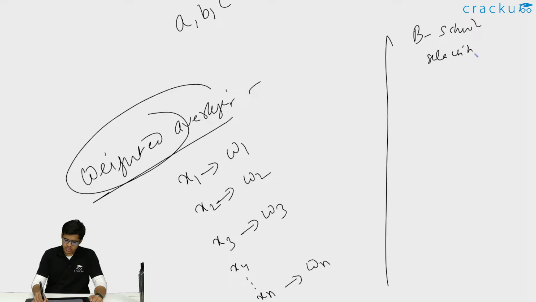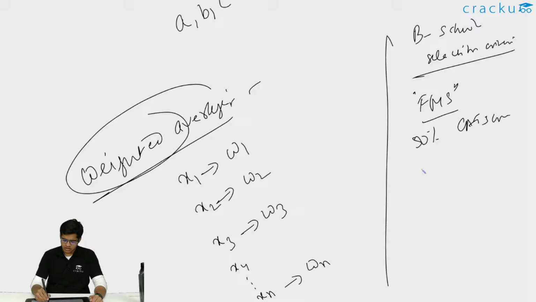Now, B school selection criteria. Let's consider the criteria of FMS. FMS gives 50% to CAT score, right? 5% or 10%, I don't remember. Let's say 5. Let us take 10%. 10% to class 12 score. 10% to WOCX, right? So it is giving weights.